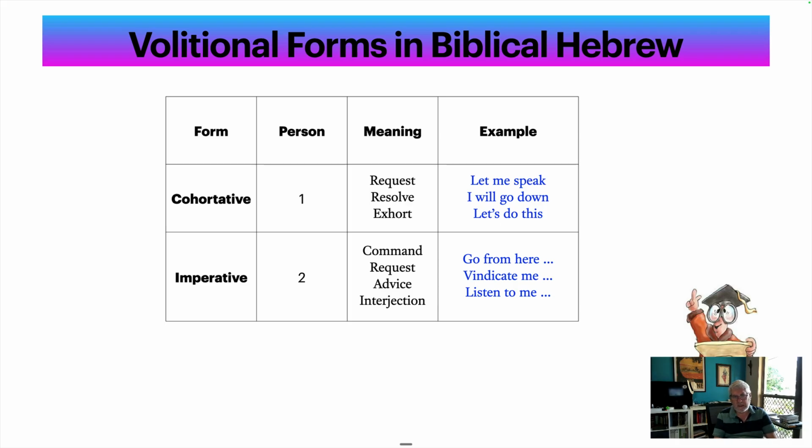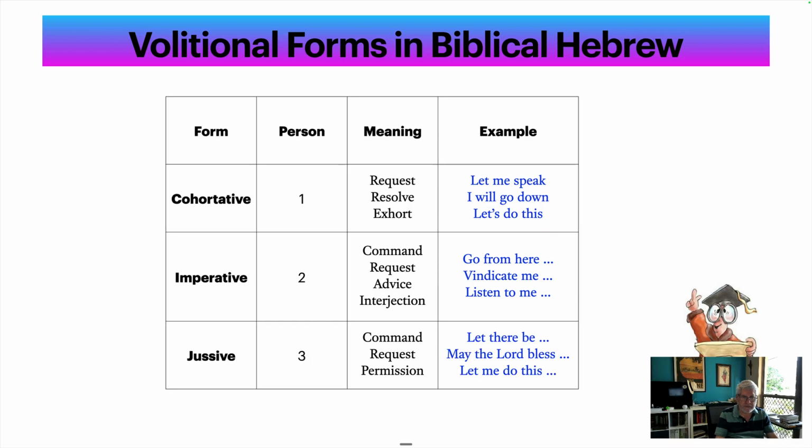The direct simple form of the imperative in Hebrew is only used for the second person, either singular or plural, and it's issuing a command, it's making a request, it's offering advice, or it's interjecting. Go from here, head straight down there, whatever. Vindicate me, O Lord. Shema Yisrael, hear, O Israel, listen to me.